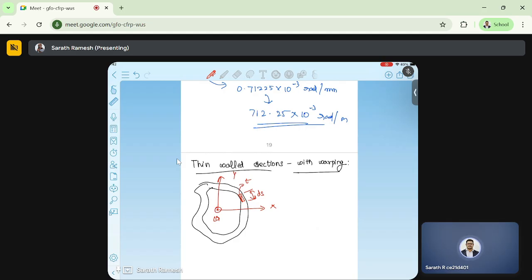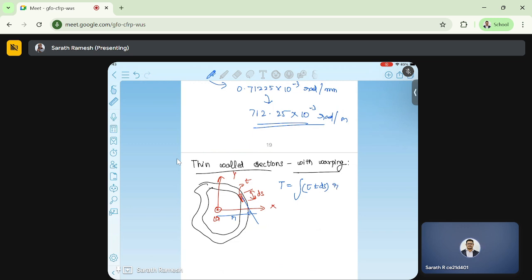Right now, what is torque? Torque will be the integral of force into distance. Force will be stress times area. Area will be thickness times the length. Right? This times the distance will be the lever arm. This is the tangent from the center. This should be normal. This is r.